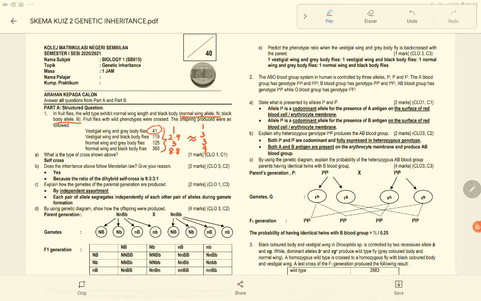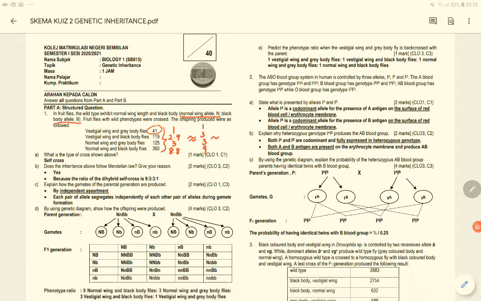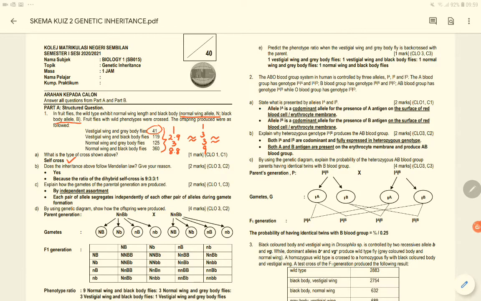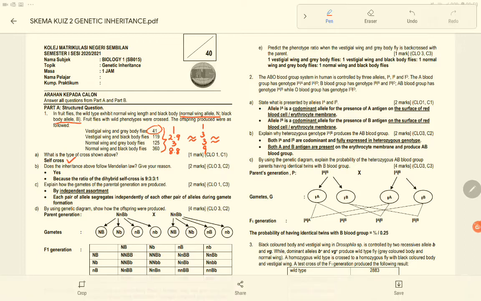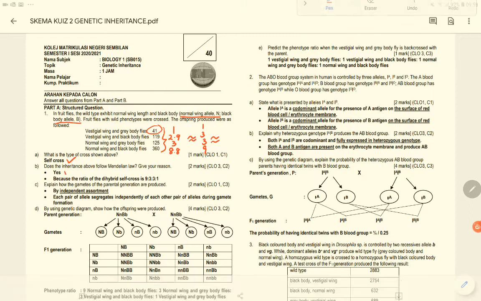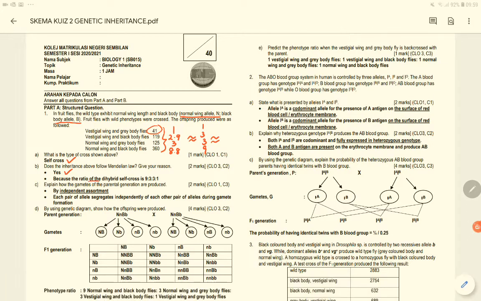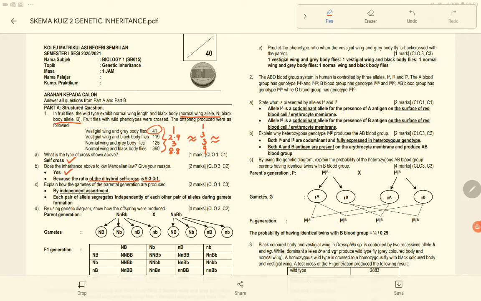First question, what is the type of cross shown above? This 9331 is according to a Mendelian dihybrid self-cross. So this is a self-cross. Does this inheritance above follow Mendelian law? Of course, yes. Our reason is because the ratio for the dihybrid self-cross is 9331.